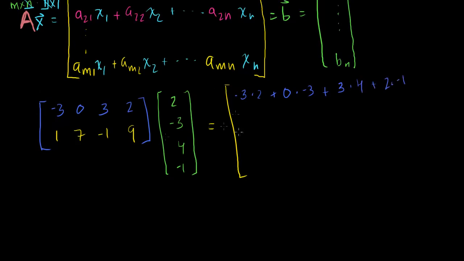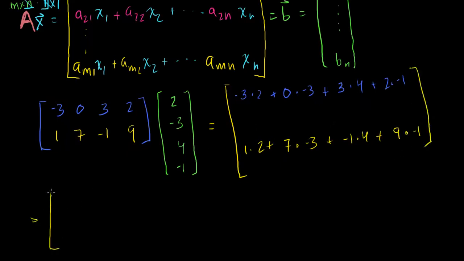And now my second row, or I guess my second component in this vector, is going to be 1 times 2, plus 7 times minus 3, plus minus 1 times 4, plus 9 times minus 1. And so what does this simplify to?